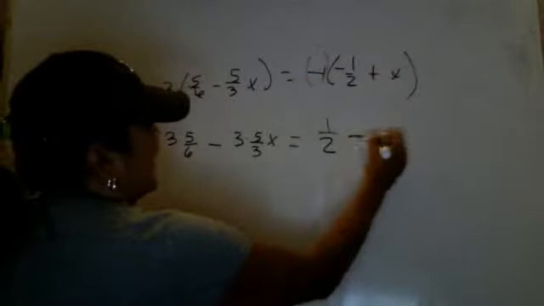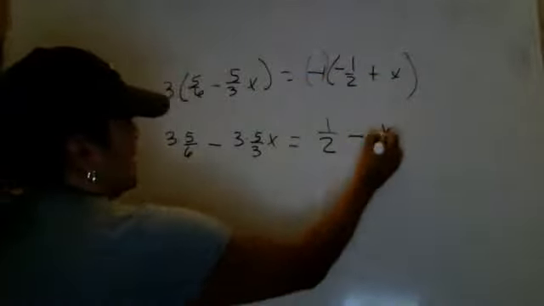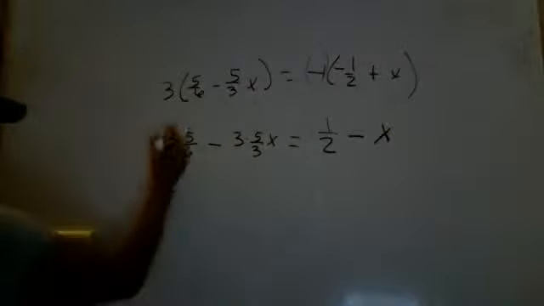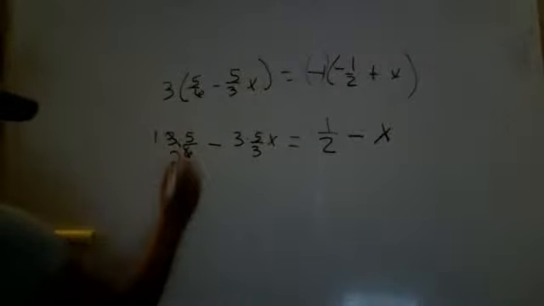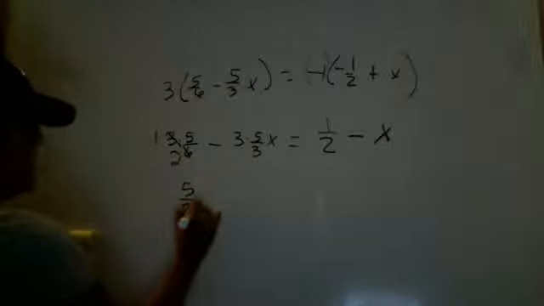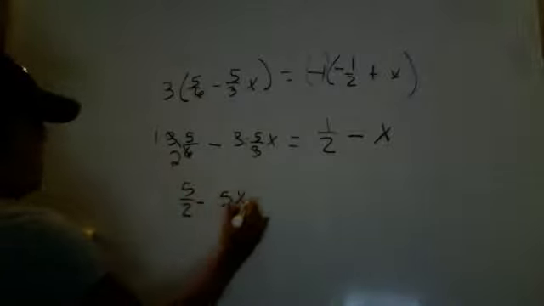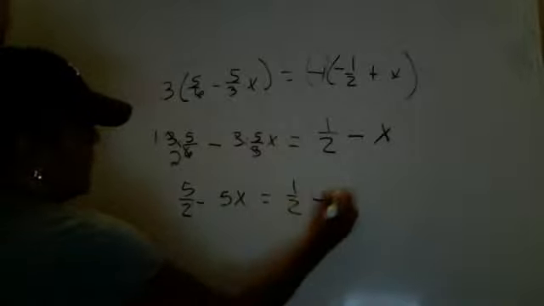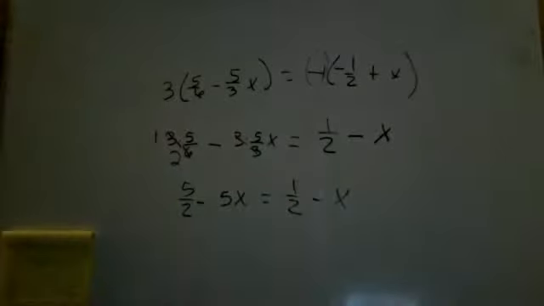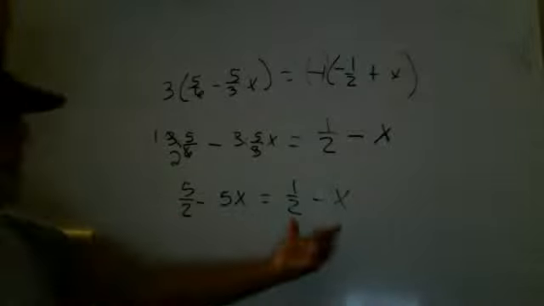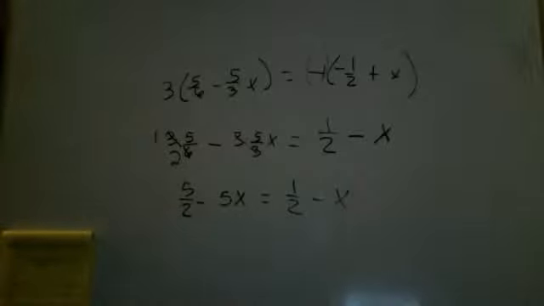It becomes a negative x. So this side is simplified. I'm going to simplify first, and then I'm going to have 5/2 minus 5x equals 1/2 minus x. Now your second thing says add like terms on both sides. Well, these aren't like and these aren't like, so I have nothing to combine on either side.